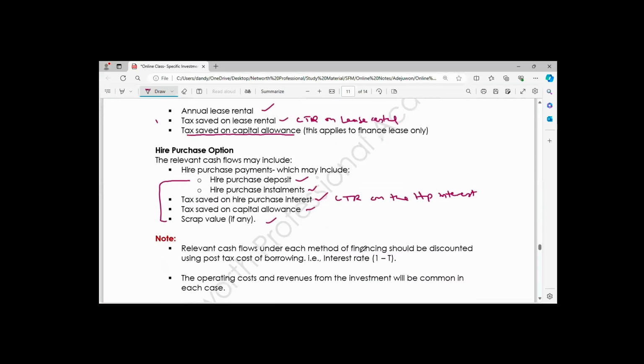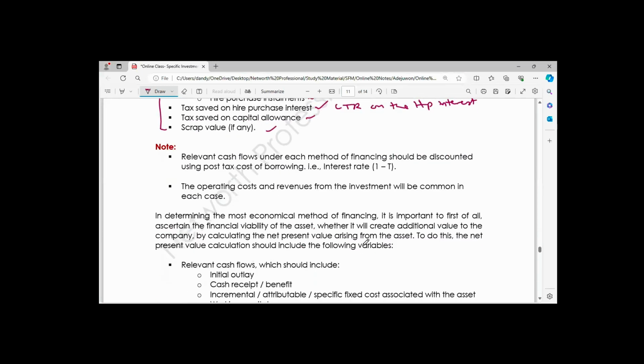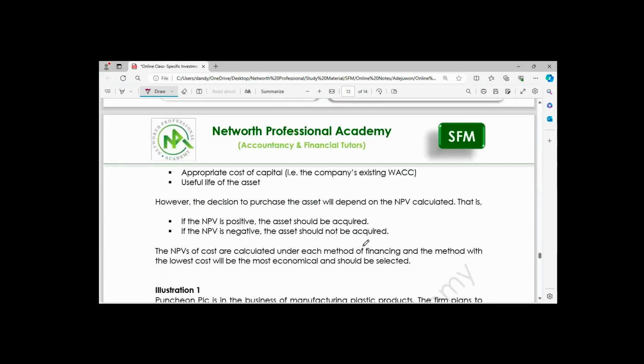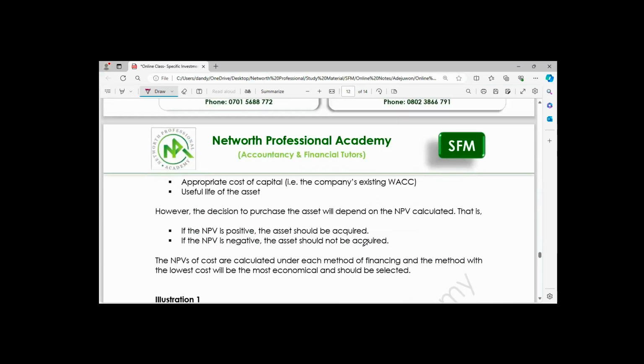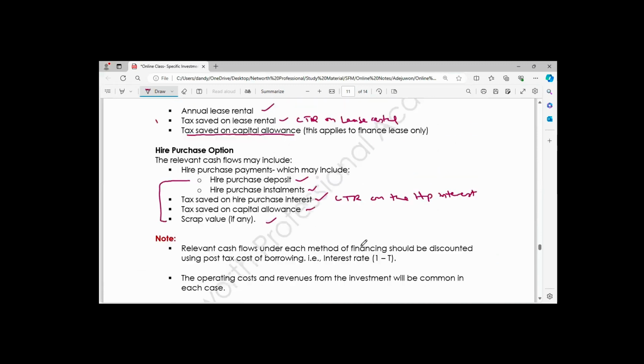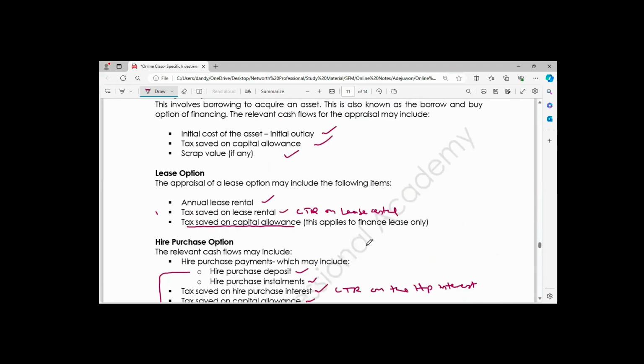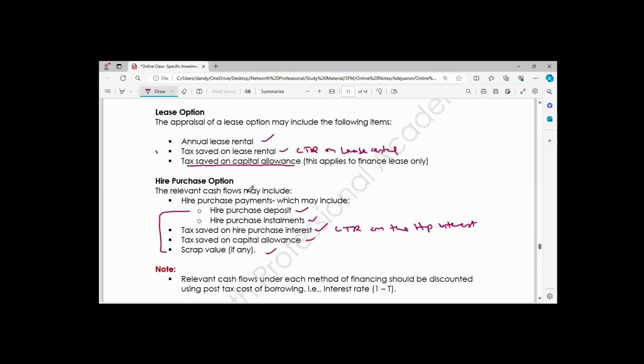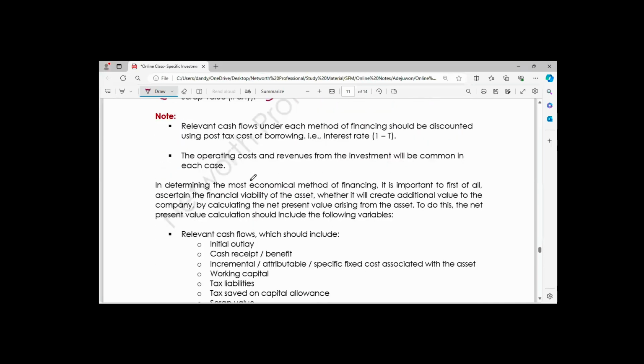So I think that's that. At this point, the decision is that the examiner wants to determine the most economical method of financing the asset: any of the 3 options, be it outright acquisition, hire purchase, or lease. Any of the options that produces the lowest PV of cost is the most economical and should be selected. I repeat, any option that produces the lowest PV of cost will be the most economical method of financing the asset. So that's what you need to do.